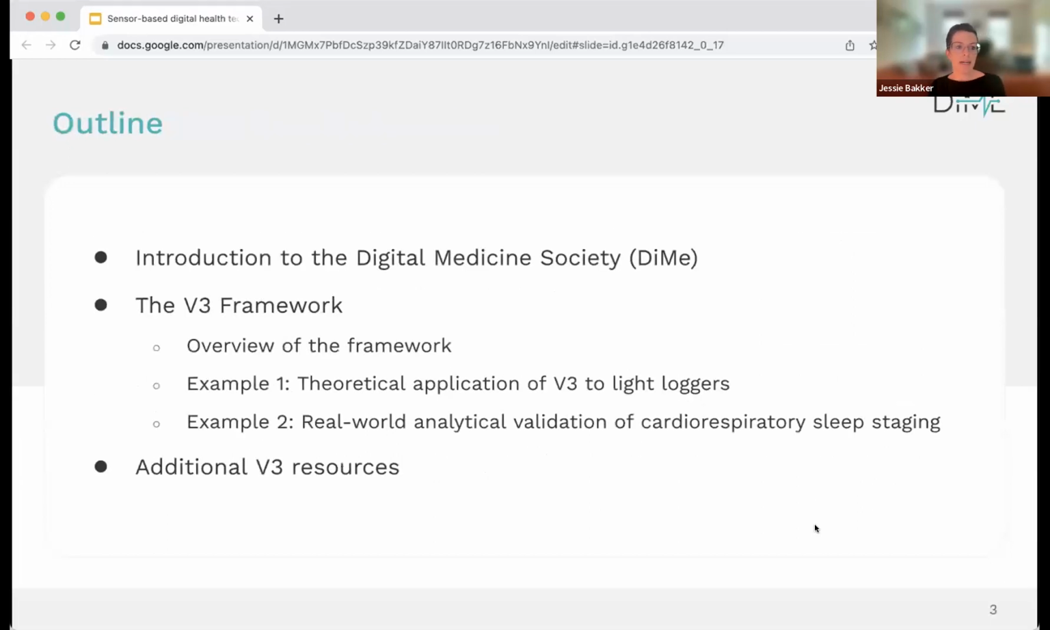All right, so brief outline of my talk today. I'll spend a few minutes at the beginning introducing you to the Digital Medicine Society, or DIME, as I'm aware that many of you here today may not be familiar with who we are and what we do. I'll then provide an overview of the V3 framework and lead into two examples specifically to the field of sleep research and sleep medicine, which illustrate the application of the V3 framework. And I'll wrap up by pointing you towards some additional V3 related resources which might be helpful in your own work.